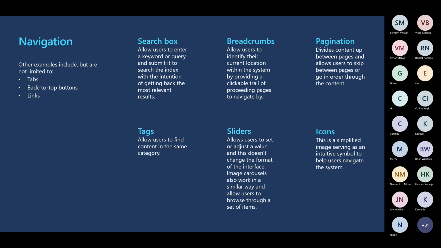And then other examples are tabs, back to top buttons. Those are the ones that usually appear on a very long page in the bottom right. You notice a button with an arrow pointing upwards, and you can click on it and it goes all the way back to the top of the page. And then links are the usual links where you find text that is highlighted or a different color from the rest of the text on the page, and you can click on it and it takes you to another page.